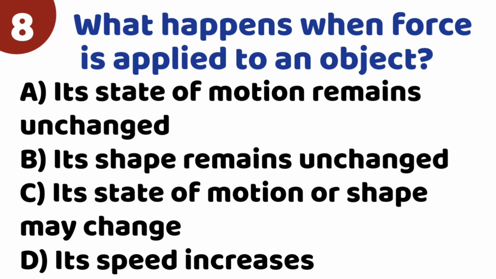Eighth quiz. What happens when force is applied to an object? Option A, its state of motion remains unchanged. Option B, its shape remains unchanged. Option C, its state of motion or shape may change. Option D, its speed increases. The correct answer is option C, its state of motion or shape may change.